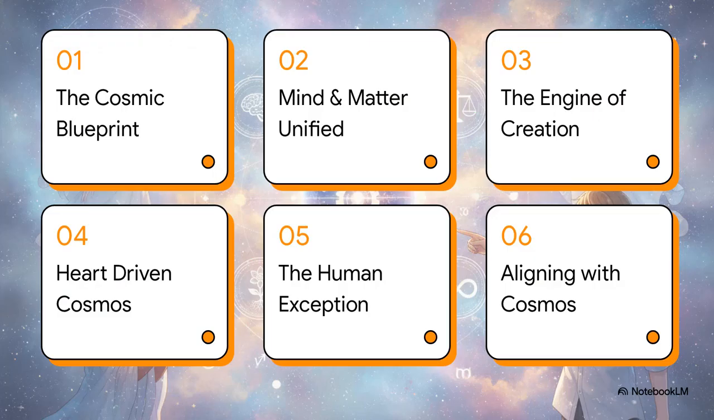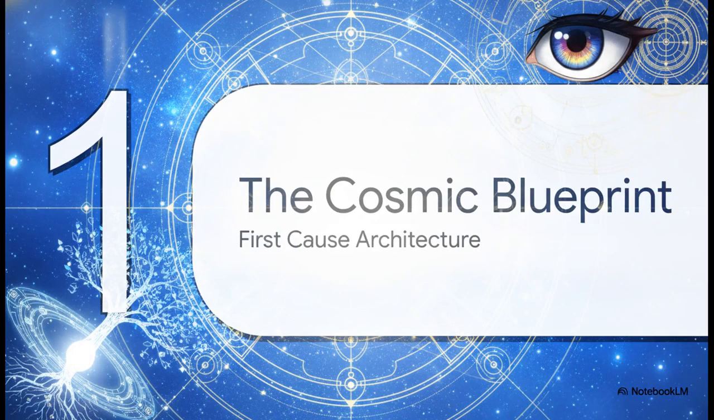To really grasp this paradigm shift, here is our roadmap. We're going to start at the absolute highest level with the cosmic blueprint, move into how mind and matter are unified, and uncover the dynamic engine of creation. From there, we'll look at the timeline of the heart-driven cosmos, explore this wild paradox called the human exception, and finally, bring it all right into the modern era by looking at aligning with the cosmos in the age of artificial general intelligence. Starting with Section 1, the cosmic blueprint and the architecture of the first cause.